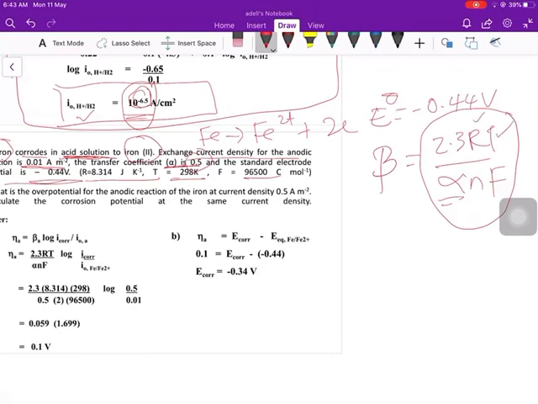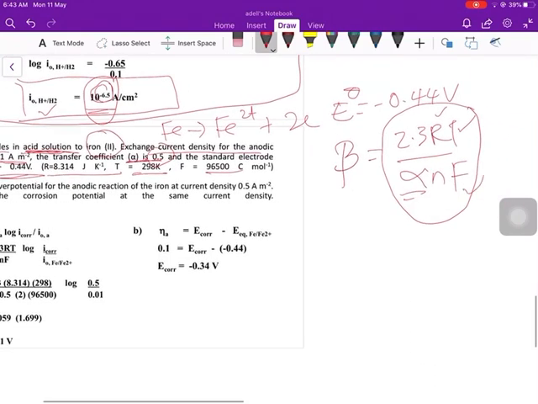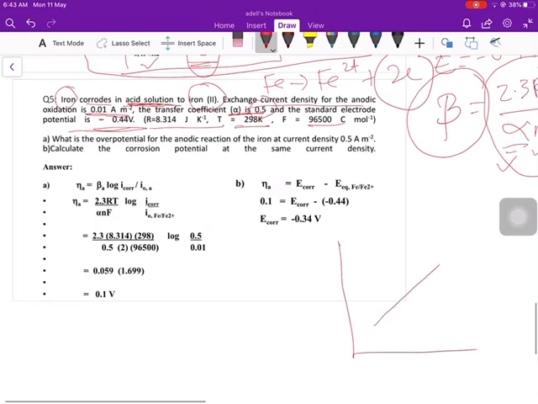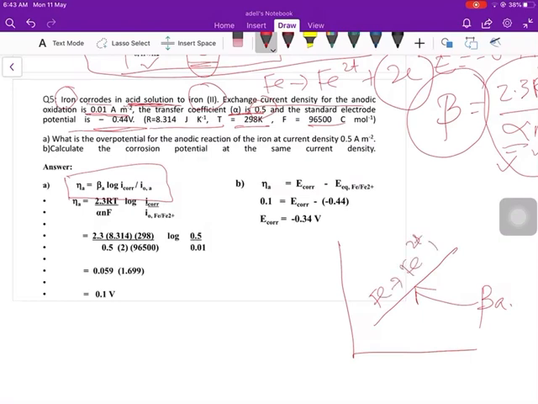The standard electrode potential for iron is negative 0.44 volt, and this is R, this is T and F. Okay, you want to calculate beta. R is a given constant and T is 298 Kelvin, F is a constant, and n is 2. So alpha is given, so you can get the slope for that anodic reaction. So you can get beta A. You must use this Tafel equation for the anodic process, because this is the anodic process of Fe to Fe2+. It's going upward. So this is I naught.